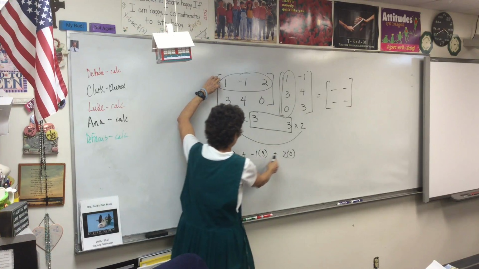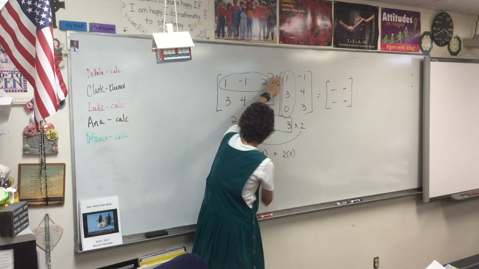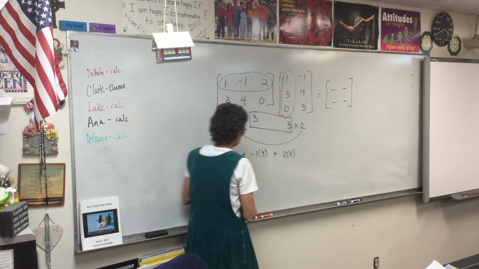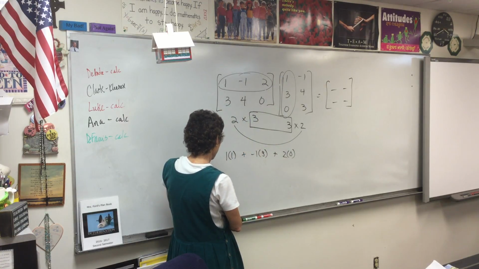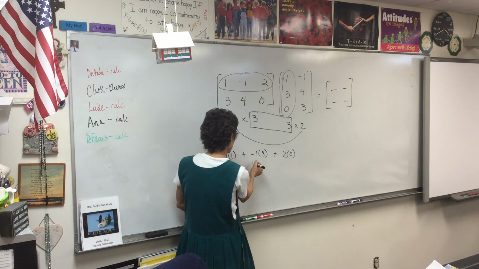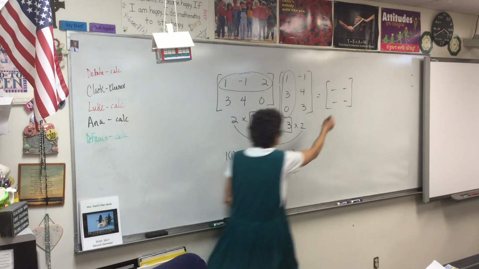So I wrote down all my row numbers. Next to them, I wrote my column numbers. Now I'm going to multiply and add. So what do I get? 1 minus 3 plus 0. Negative 2.